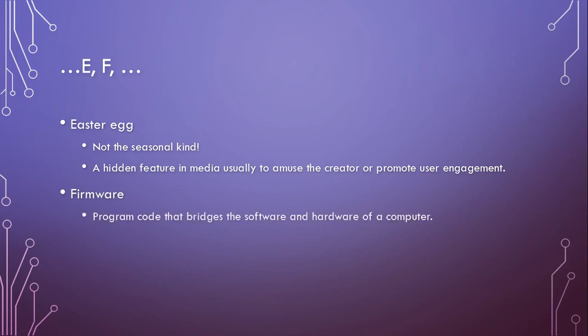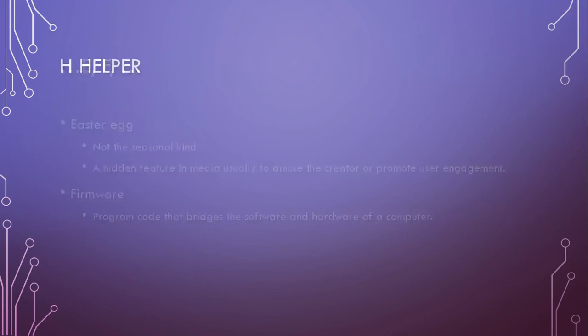Firmware is a type of program code that will bridge the software and the hardware of a computer. A lot of people who are gamers know about firmware because a lot of times you'll have to do firmware updates on your gaming console. Firmware is not necessarily just hardware or just software because it's kind of this in-between sort of thing.